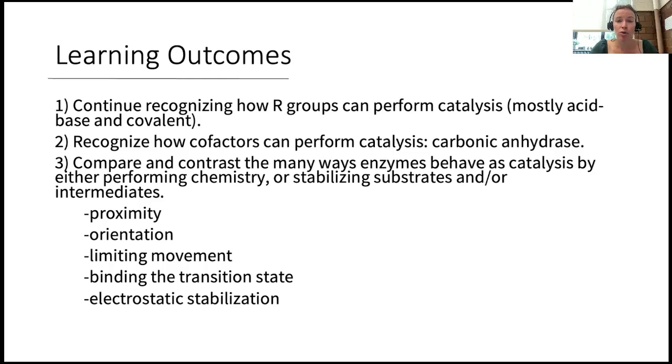Finally, we are going to pull all of what we have learned together today and compare and contrast the many ways enzymes behave as catalysts.